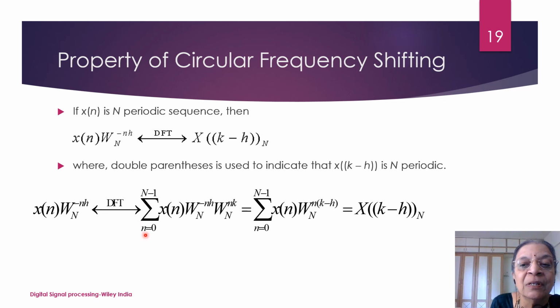Now this is giving the proof. What is X of (k minus h) modulo N? It will be equal to the sum of x(n) W_N raised to minus nh, because h is the amount of shift, times W_N raised to nk. So this is W_N raised to n into (k minus h), which is the same as X of (k minus h). This means that if I consider the input sequence as x(n) multiplied by W raised to minus nh, with the phase shift, I can also write it as W_N raised to n(k minus h). That means it is capital X of (k minus h). So this particular property is proved.